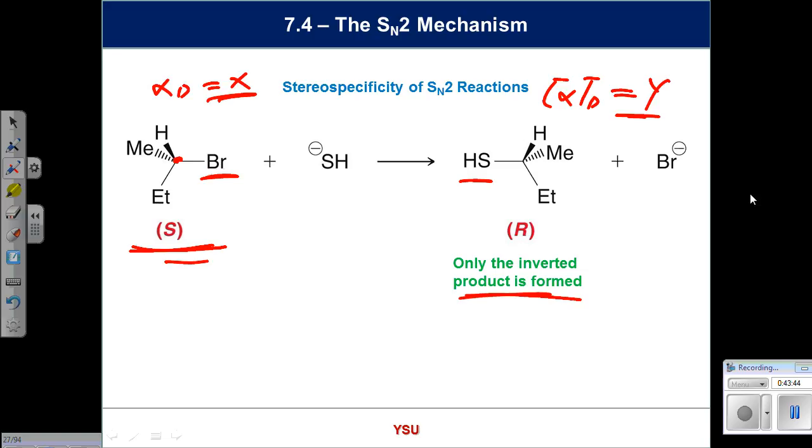But we're going to see now that the approach of this thing is absolutely pre-organized. Okay? You're not going to be attacking from the front. You're going to be attacking from the back. The simple answer is, that's where the space is. Think about what needs to happen here.